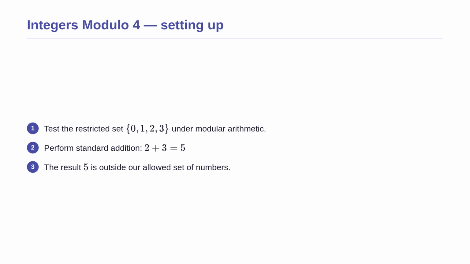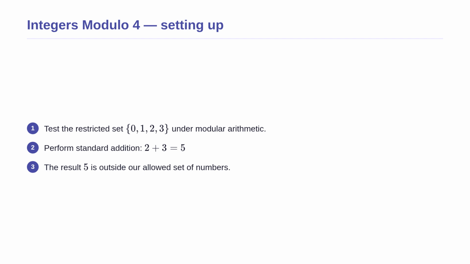called modular arithmetic. Imagine a clock that only has 4 numbers on its face: 0, 1, 2, and 3. In this system, whenever we count past 3, we wrap back around to 0. We want to see if this small, restricted set can form a valid ring.